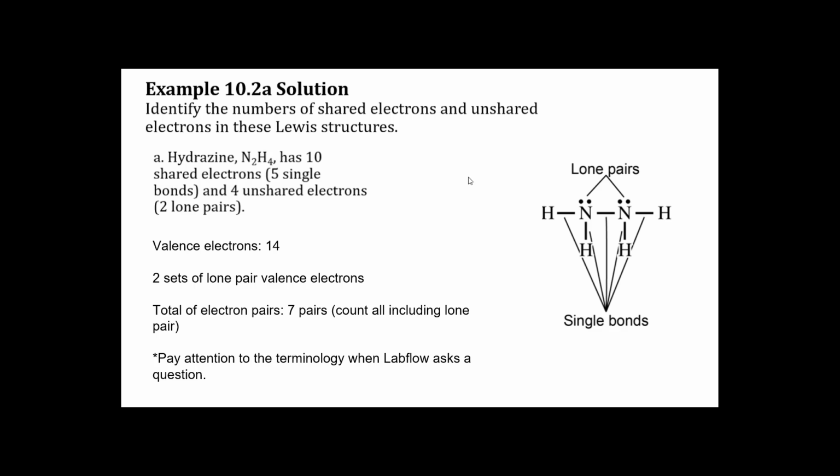So overall, this has 14 valence electrons to share to create this bond. It has 2 sets of lone pairs, and the total of electron pairs is 7. You count all pairs on this compound, including the lone pairs. So if you have 14 valence electrons divided by 2, you have 7 pairs. Pay attention to the terminology with LabFlow. They ask some questions in weird ways. So they might want to ask you what the valence electrons are. They might want to ask you the total pairs of electrons. Make sure you're understanding what they are asking.